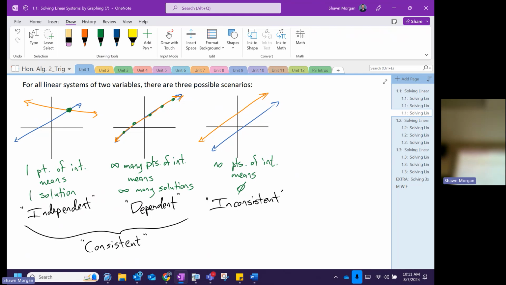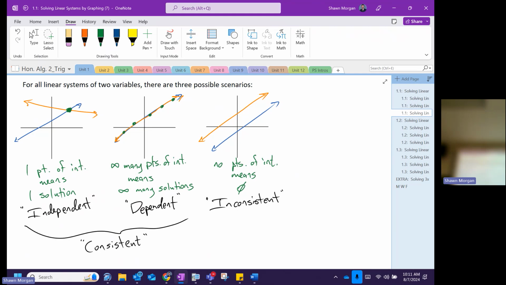Let's go back to Kenneth. Kenneth? Same slope. They have the same slope. All right, but what do they have that's different about them? Y-intercepts. Very good. So parallel lines have the same slope, different y-intercepts.